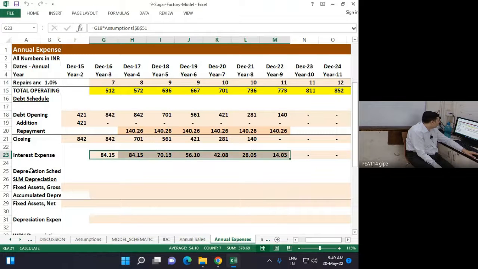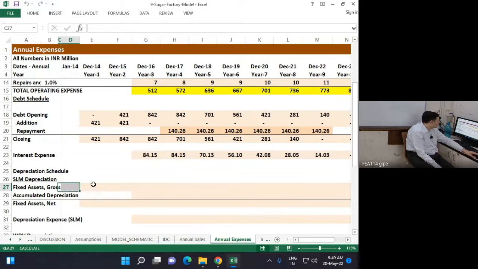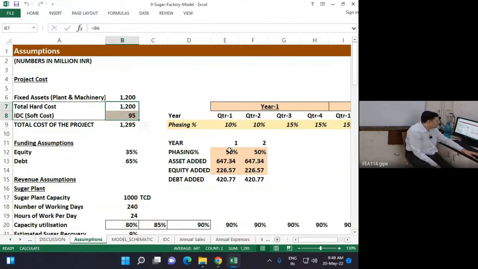So the next thing we want is to change the fixed asset schedule so that this can also help us get depreciation in the income statement. Now, if you go back to the assumptions page, year 1 and year 2, what is the amount of assets we have added? We have already estimated that. First year we have added 647 million and the same we have added in the second.